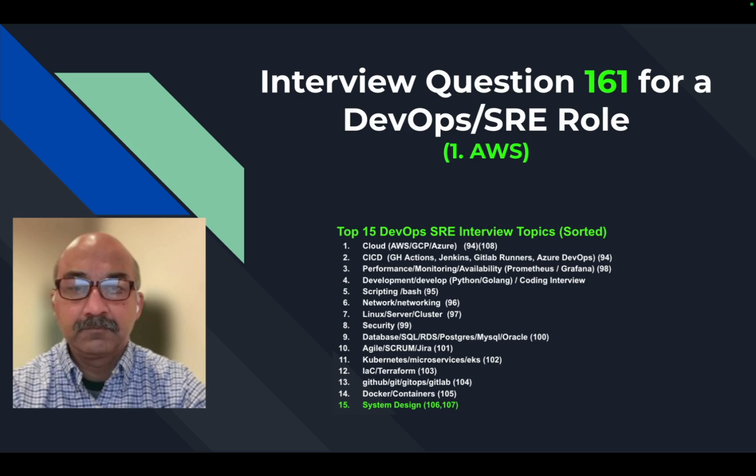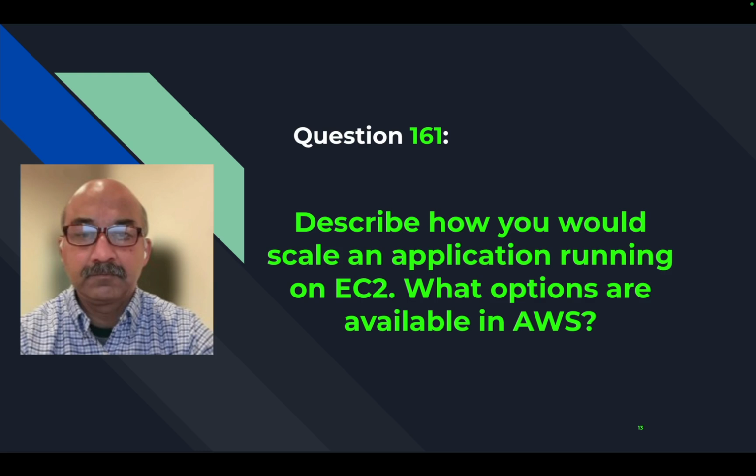That's our topic today. The question is, how would you describe how you would scale an application running on EC2? So basically, you have a web server, whatever is running on an EC2 virtual machine on AWS. What options do you have to make it available in AWS, right? So basically, you don't want these applications to go down for whatever reason, so you want to make them more available.